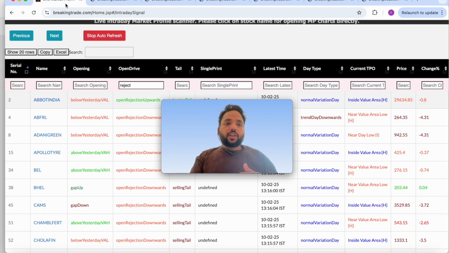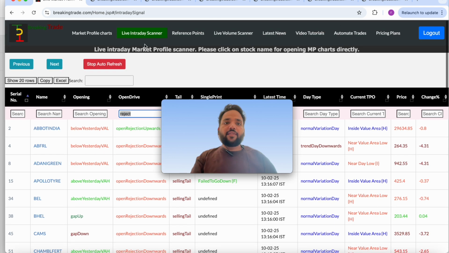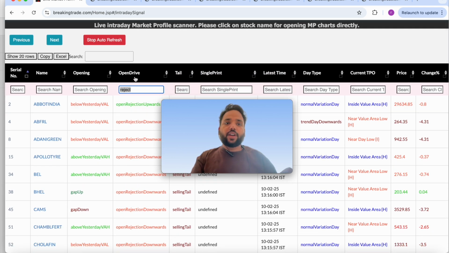If you don't want to do any manual scanning, like you don't want to check every stock and you just want this data, just come here in the live intraday scanner, use this column open drive, and use this particular data to get the live market.